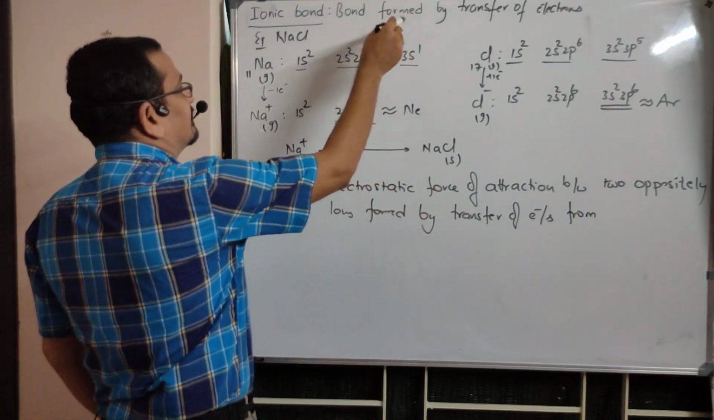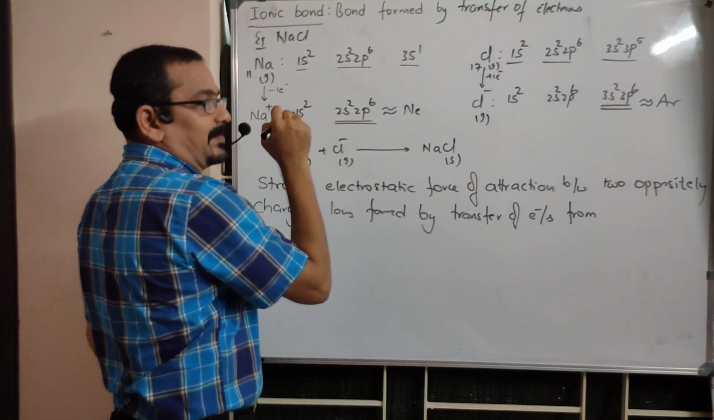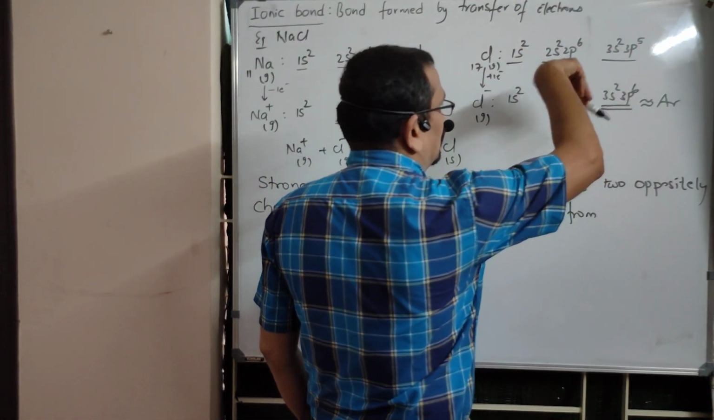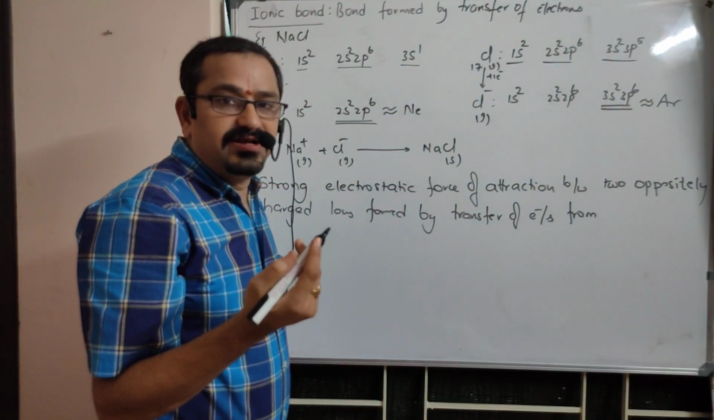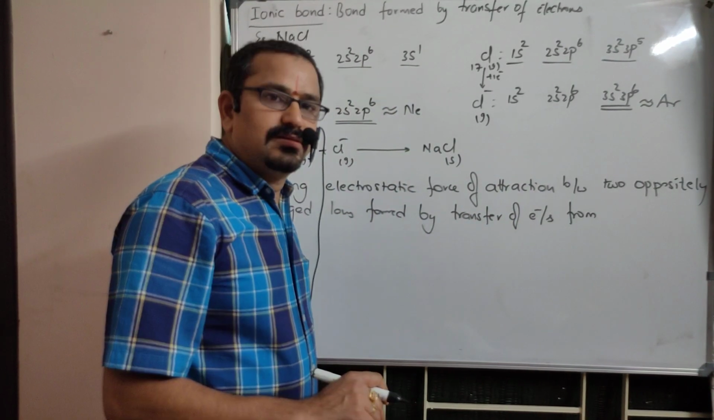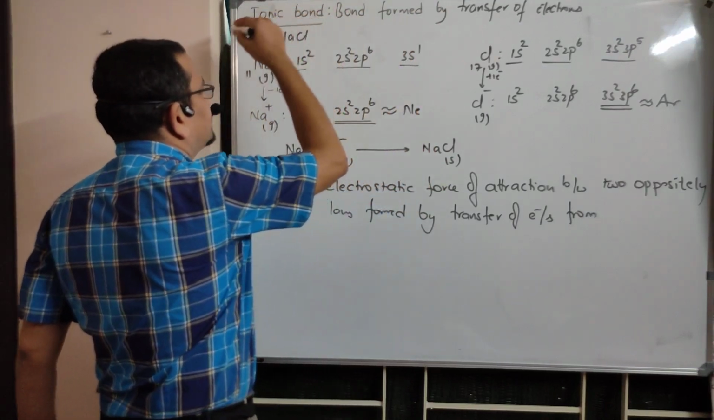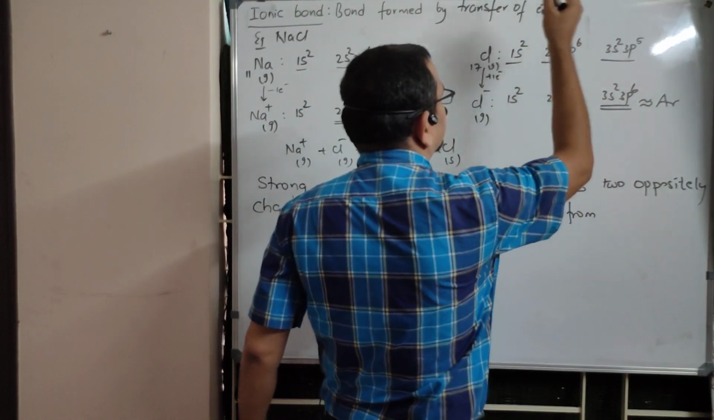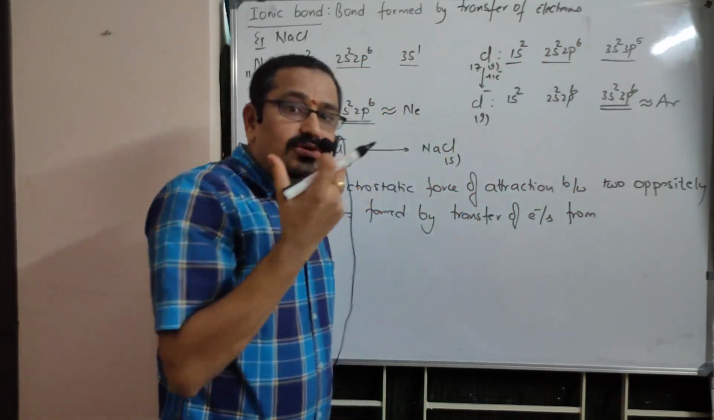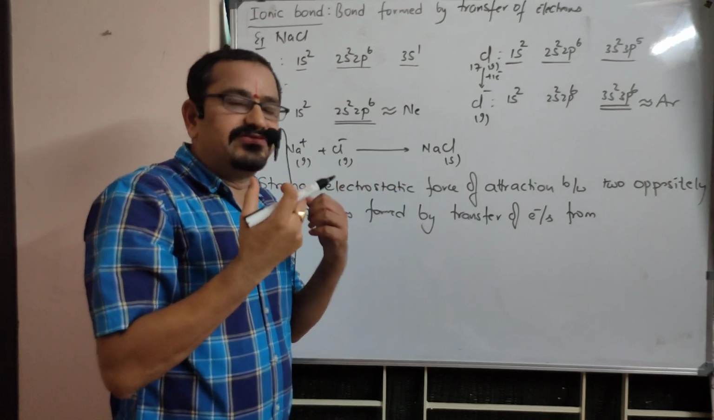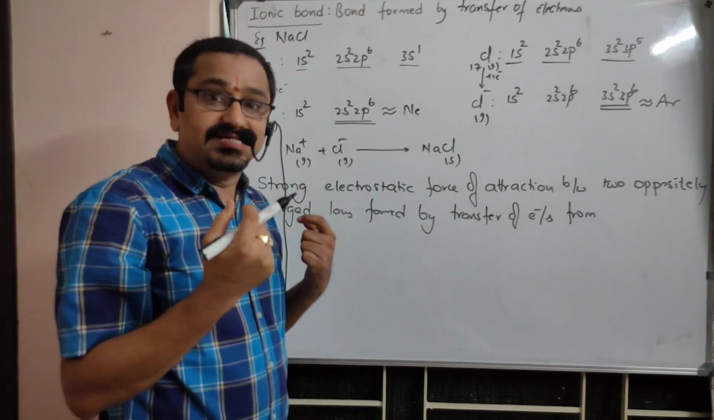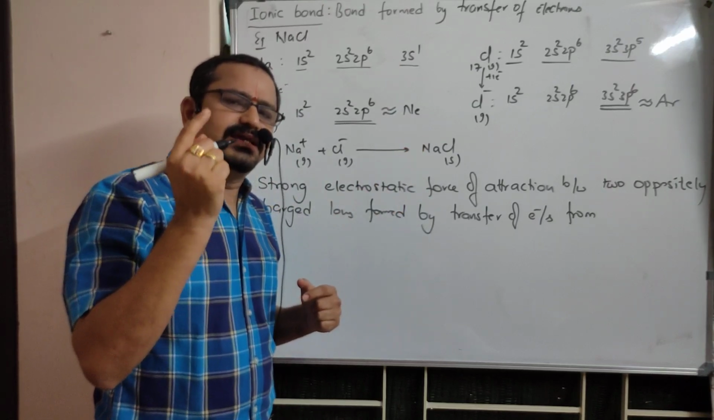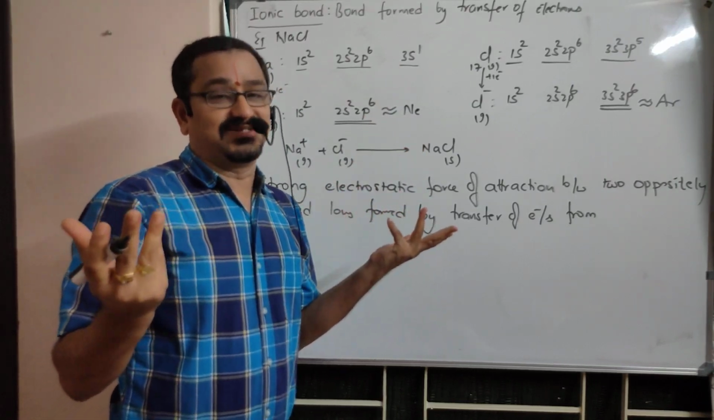From where to where is the electron transferred? From the outermost orbit of sodium, the atom with low ionization potential, to the outermost orbit of chlorine, the atom with high electron affinity or electronegativity. Chlorine has high electron gain enthalpy, meaning electron affinity. Its electron affinity is very high. It readily gains electrons because just by gaining one electron, chlorine will get octet set of configuration.